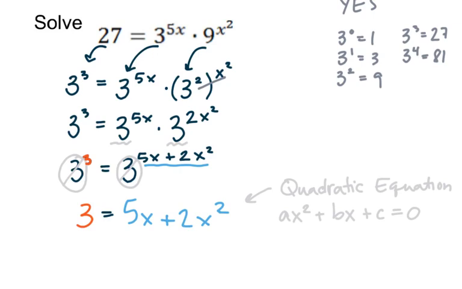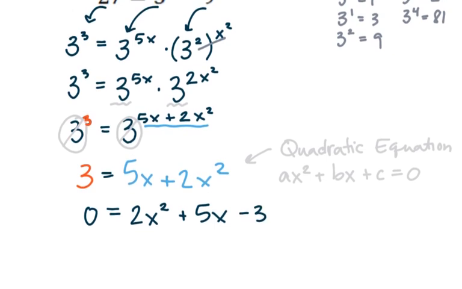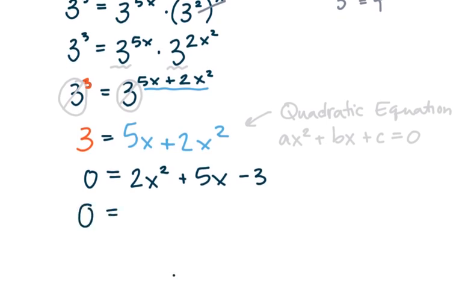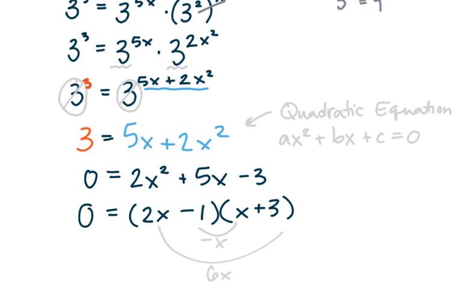So this is going to become 0 equals 2x squared plus 5x, and that would be minus 3. And if I look at factoring this, I've got 2x and x. I need to figure out where to put my 3 and 1, considering 1 would be negative and 1 would be positive. I need a positive 3 and a negative 1. And we can check that. That's negative x, positive 6x. That's going to add together to give me that.